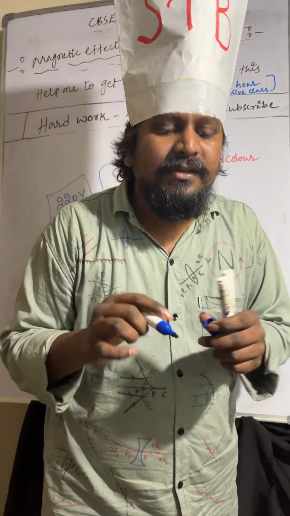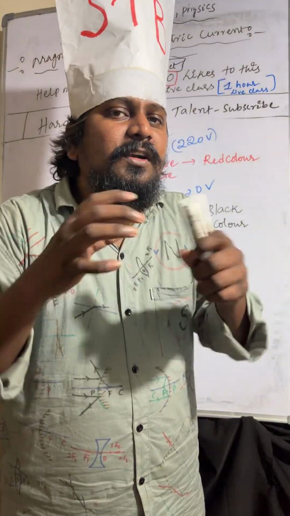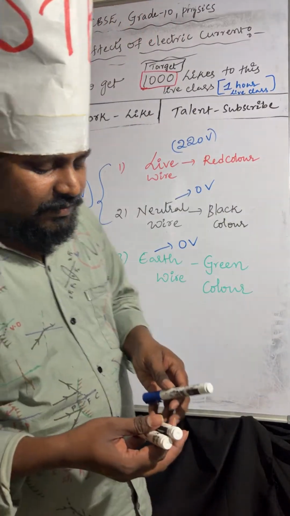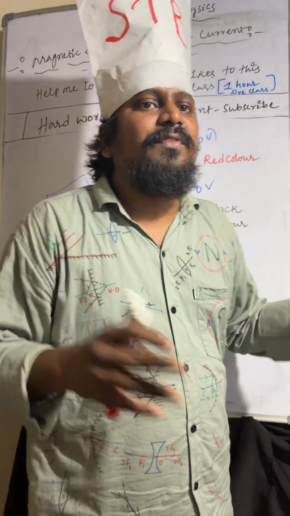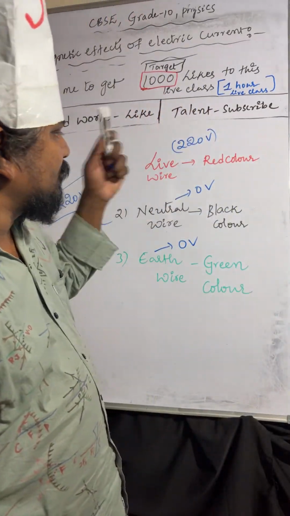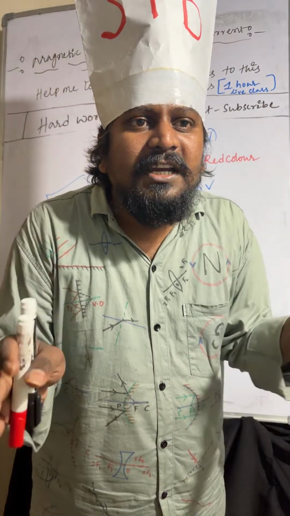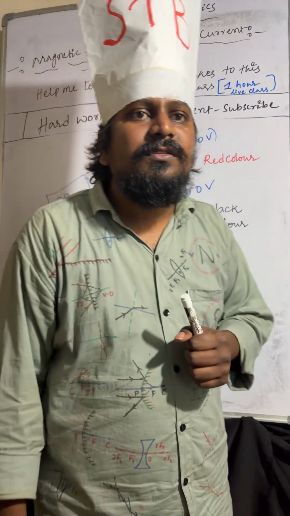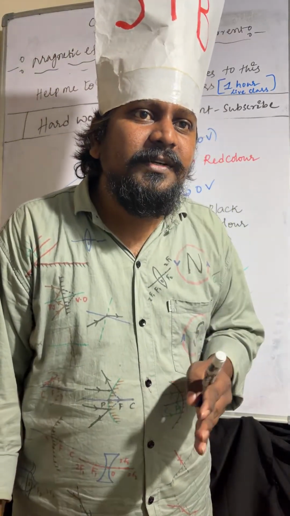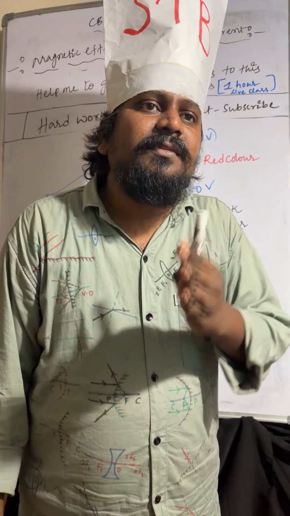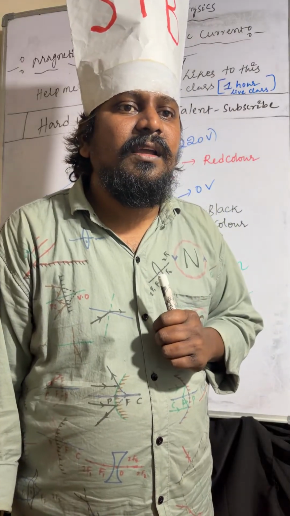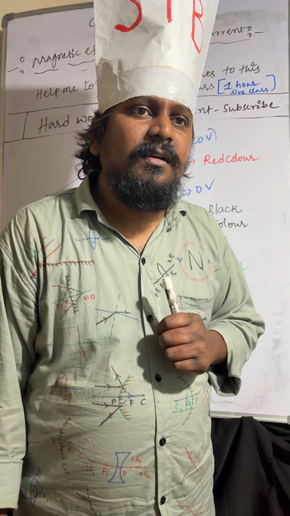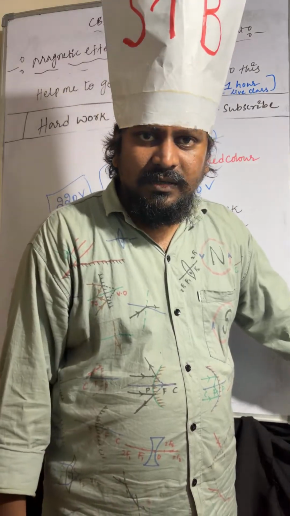So you have to understand one thing. The potential difference between live wire and neutral wire is 220 volts. The potential difference between live wire and earth wire is 220 volts. And the potential difference between neutral wire and earth wire is 0 volts. I hope it is very clear. Understood or not?